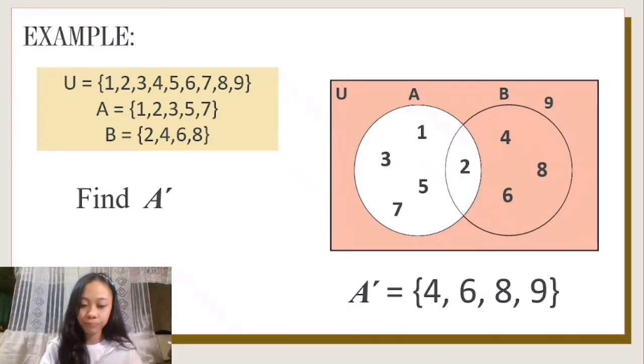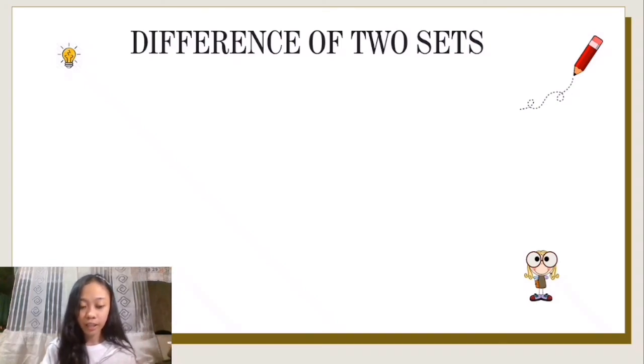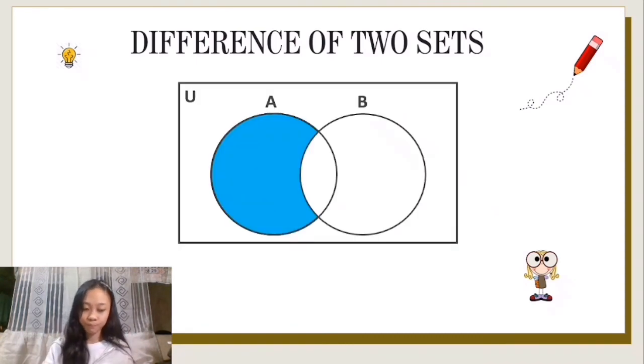So, naiintindihan po. Same lang siya sa complement ni set B. And last is the difference of two sets. So again, when we say difference, that means all the remaining elements on the first given set excluding the common element of the two sets. So ibig sabihin po, lahat ng natitirang element from the first given set bukod doon sa common element ng dalawang set. So, this illustration shows the difference of set A and set B. So, yung shaded part po na yon only represents the difference.